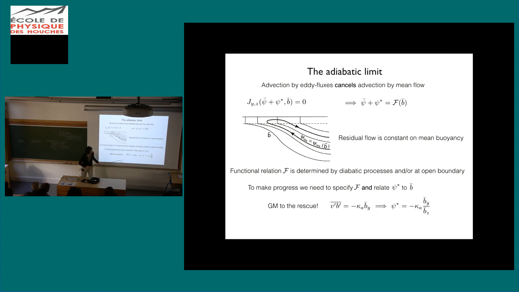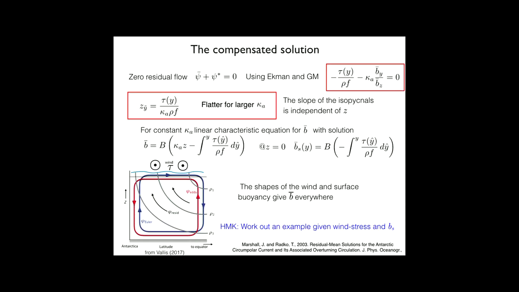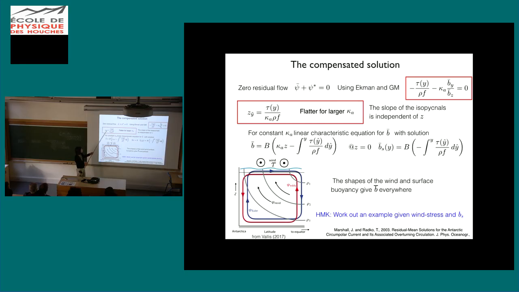And then we parameterized the eddy flux according to GM. So the stream function is proportional to the isopycnal slope. And that immediately tells us the slope of the isopycnals is proportional to the wind, rather minus the Ekman transport divided by the eddy coefficient. And if you know the surface buoyancies, or the buoyancy at the bottom of the mixed layer, then you can solve this equation quite simply.